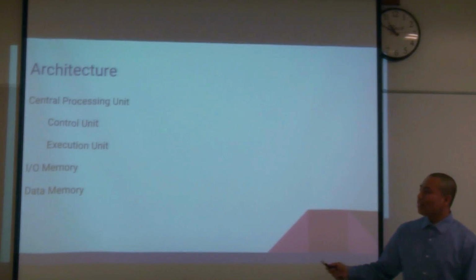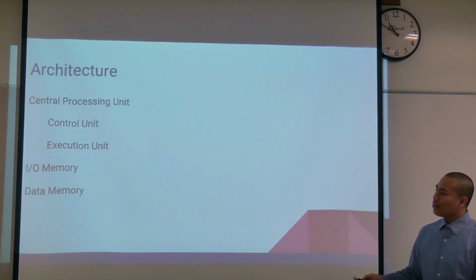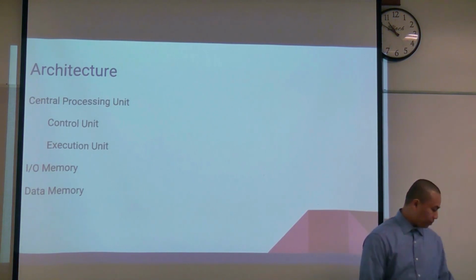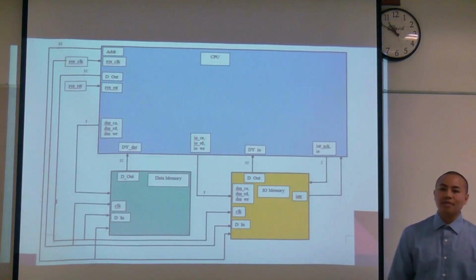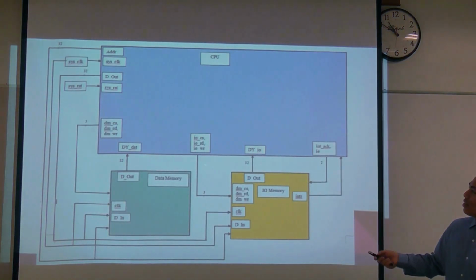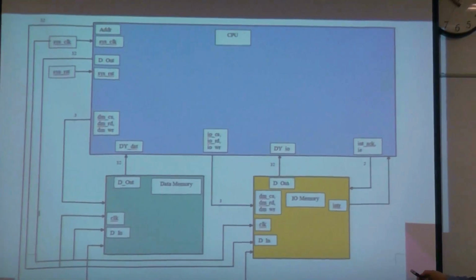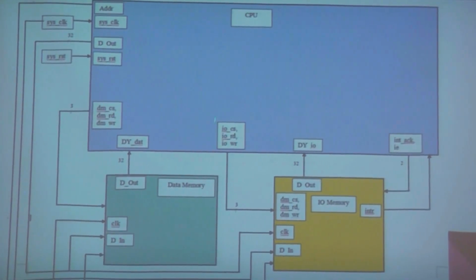Now let's get into the underlying architecture. We have a central processing unit, which has a control unit and an execution unit. Then it interfaces with I/O memory and data memory. This is our diagram. This is our CPU. This is data memory. This is I/O memory. We'll get to the details later.